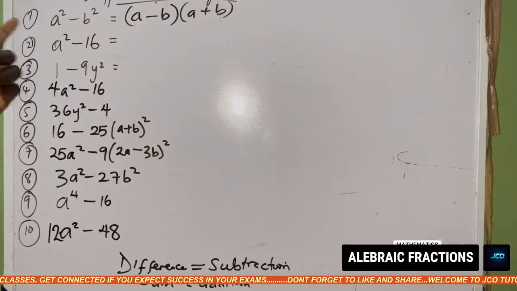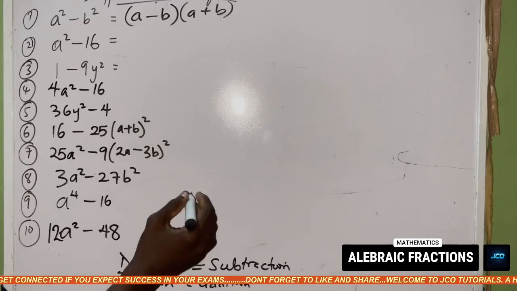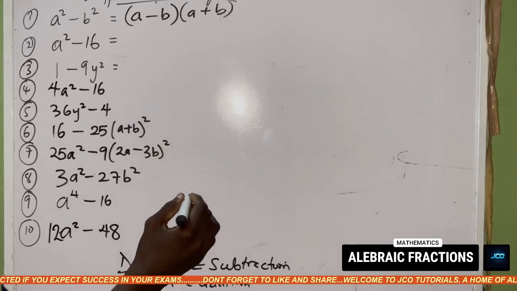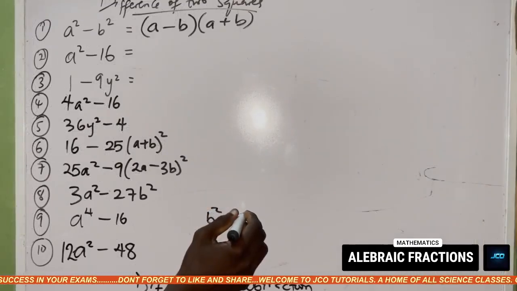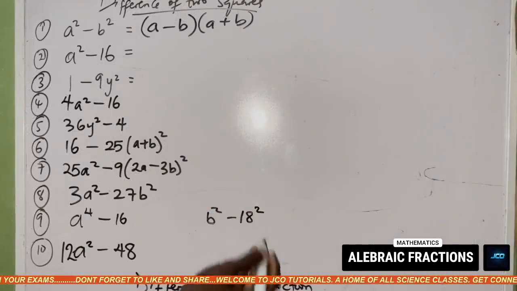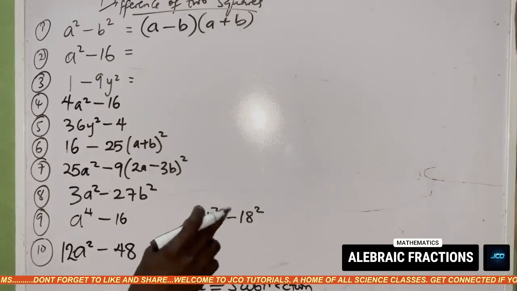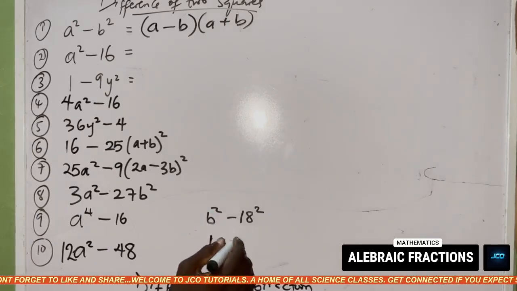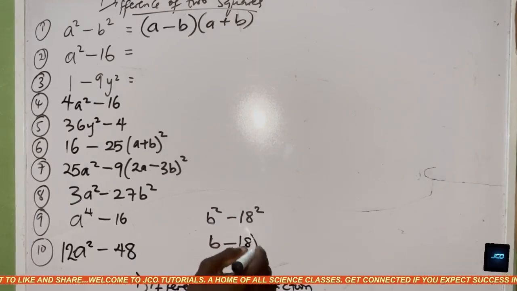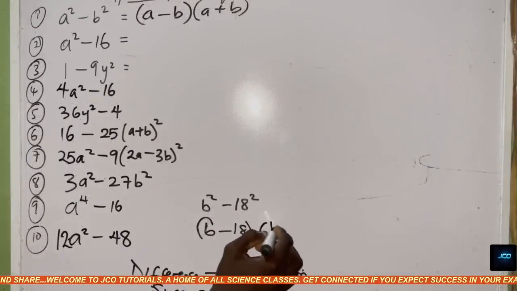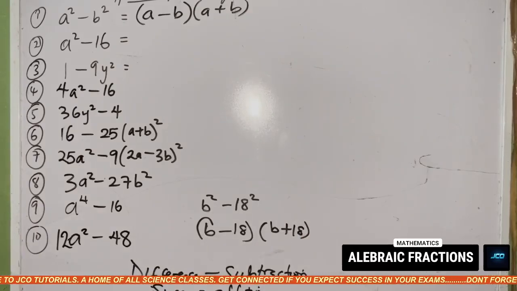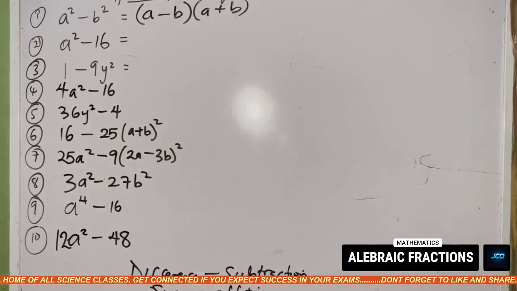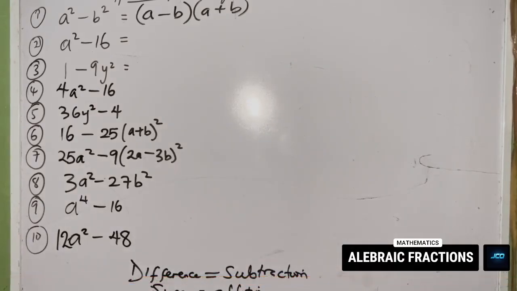So, look for the terms that are squares. The same thing if I have b square minus 18 square. How do I do it? B is square, I bring b, minus 18 is square, I bring 18. I've written it now, also repeat it, b plus 18. That's how we deal with it. So very simple. I believe you catch it. Let's solve the next one. You can pause the video, try, and come back and check.